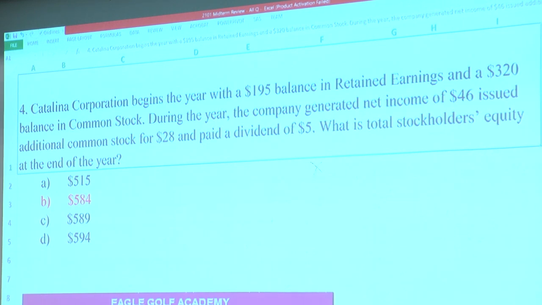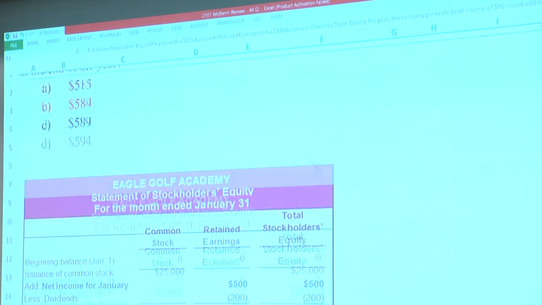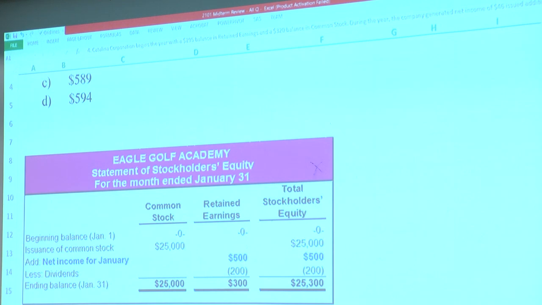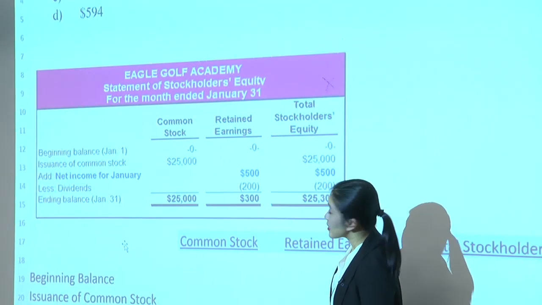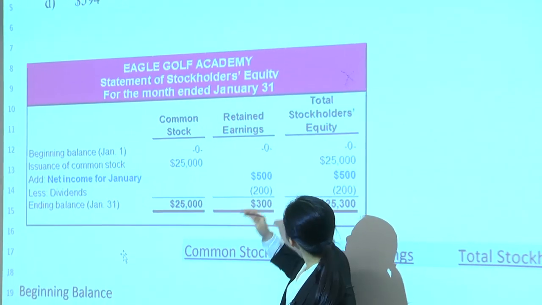And then we have additional common stock. So it's like a change, right? We have the beginning, we have what happened during the year, and then we are asked about the end of the year: what is the total stockholders' equity? Here is a sample, simplified version of the statement of stockholders' equity. We basically have everything here.